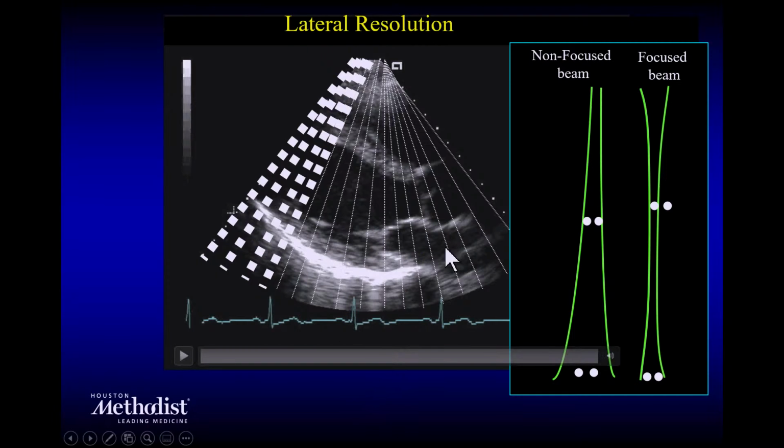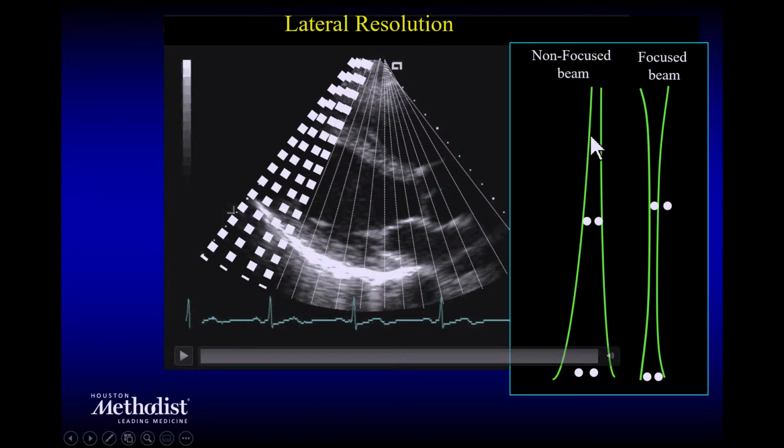Let me stop here just because I could hear myself. So let's do that again. Lateral resolution. In the lateral resolution here, this is the ability to differentiate between two dots themselves in the lateral portion as opposed to in the axial resolution.